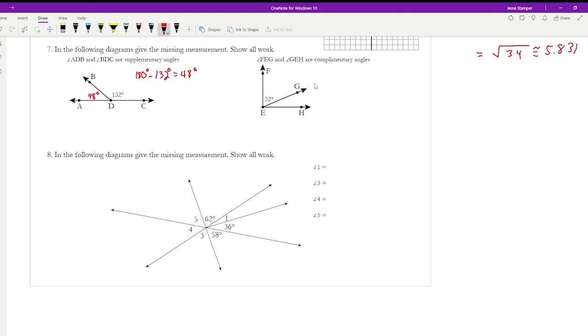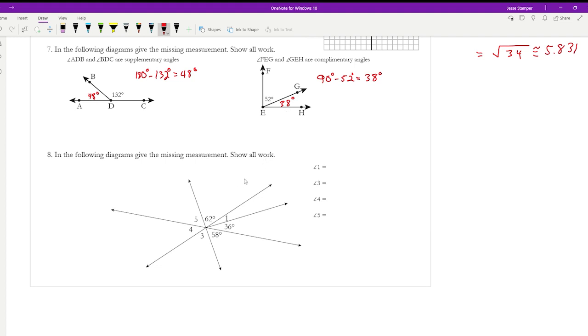Now, over here on the second one, FEG and GEH are complementary angles. So that means both the angles add up to 90 degrees. And I gave you one of them, it's 52. So we need to figure out what's 90 minus 52, and that's 38 degrees. So 38 degrees. And that takes care of number 7.